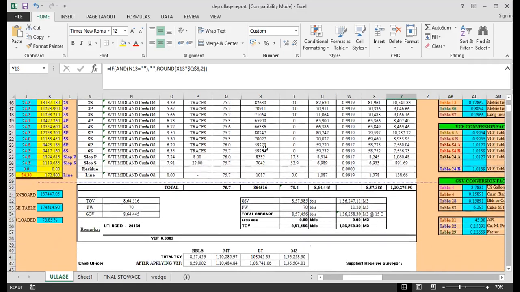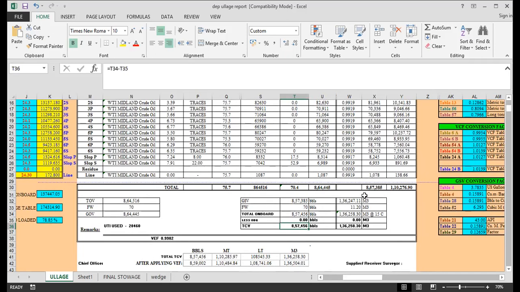Okay, so now if you go to the bottom section of this, you find total observed volume is this much, free water is this much. Total observed volume minus free water gives you gross observed volume. From the gross observed volume, you will get your gross standard volume. Gross standard volume plus your free water, you will get the total calculated volume. Then you subtract this OBQ, you will get the total received volume.